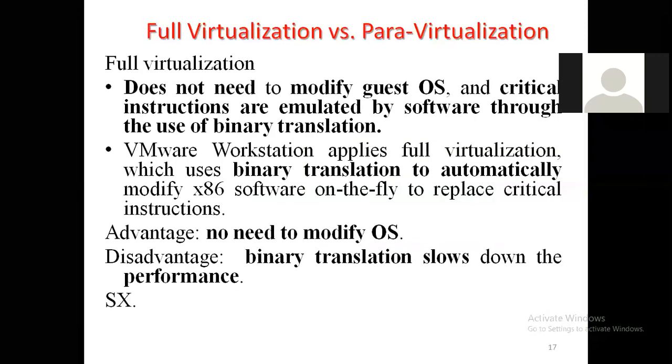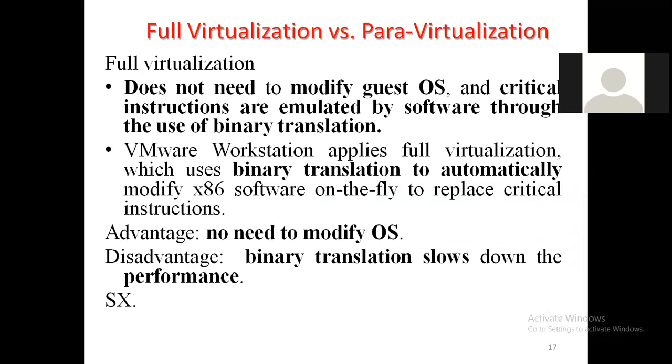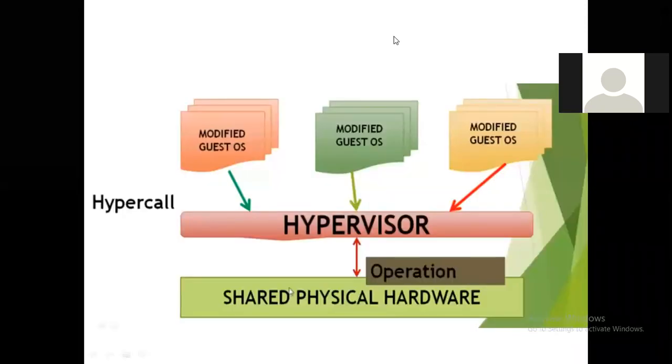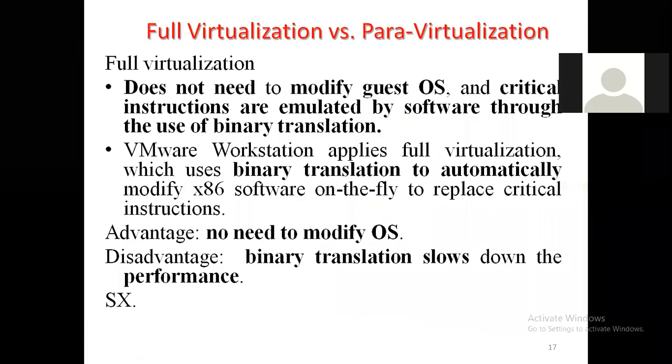Let us see the differences between full virtualization and para-virtualization, guys. In full virtualization, there is no modified guest operating system. But in para-virtualization, we will have modified guest operating systems. In full virtualization we don't use that; we use only the guest operating system. That is one of the differences, guys.